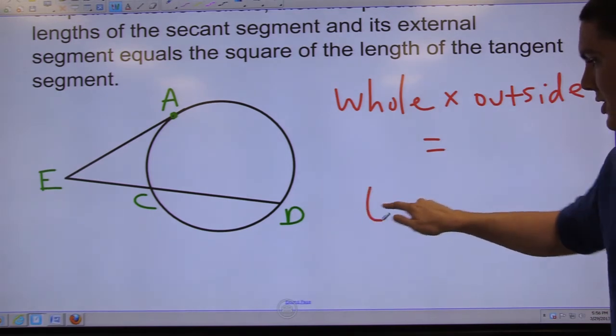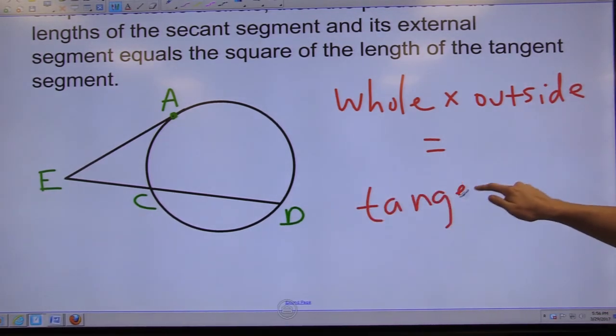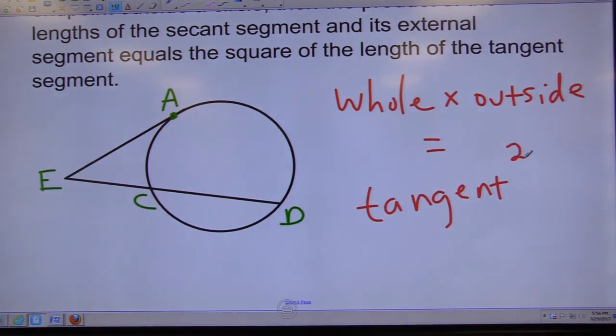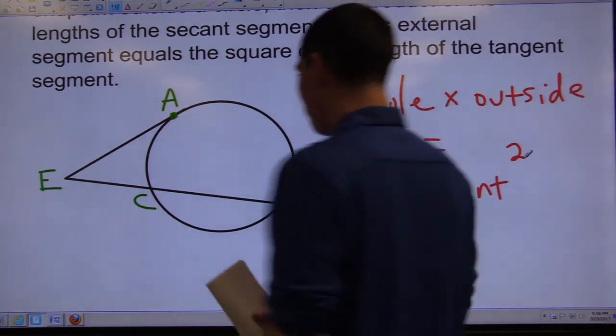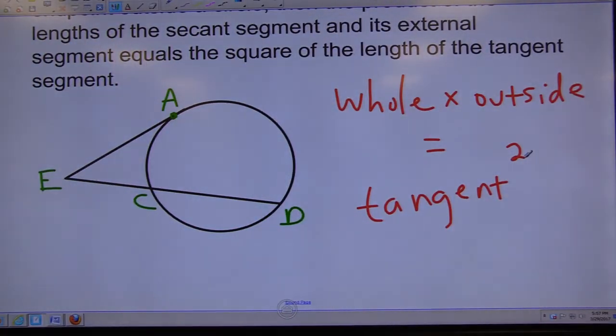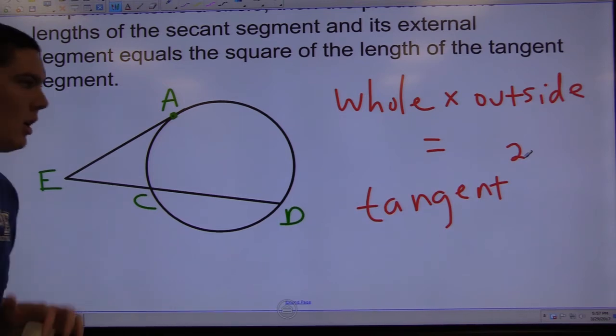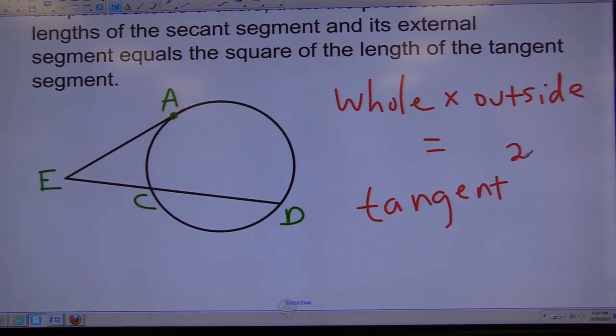EA, it's in the game, right? All right, so we've got tangent squared. Nobody got that reference? It's EA Sports. It's in the game. All right, so whole times outside is equal to the tangent squared. That's the way we can remember the secant tangent segment theorem.